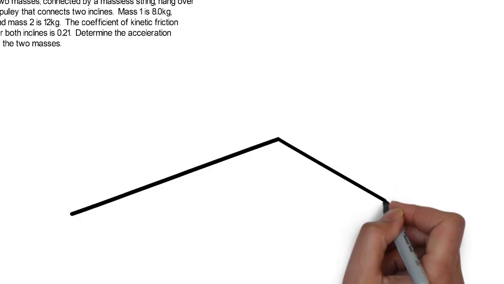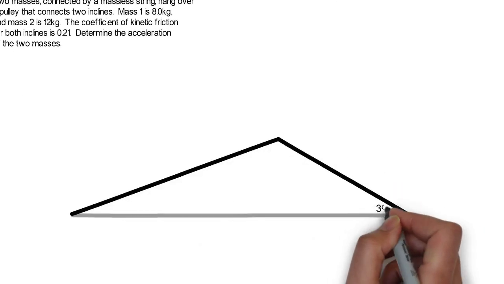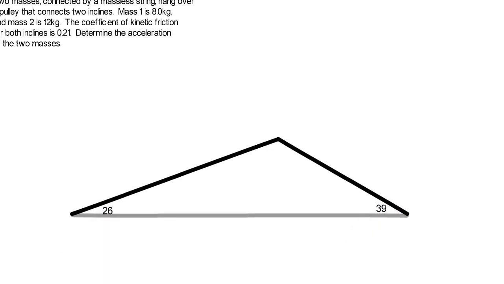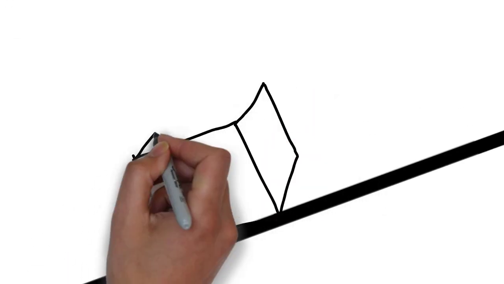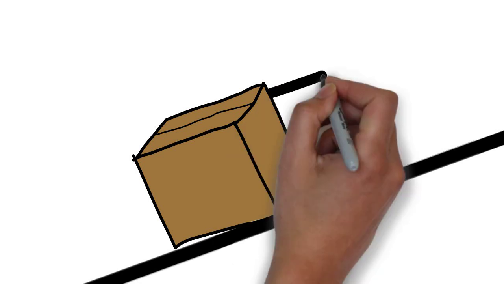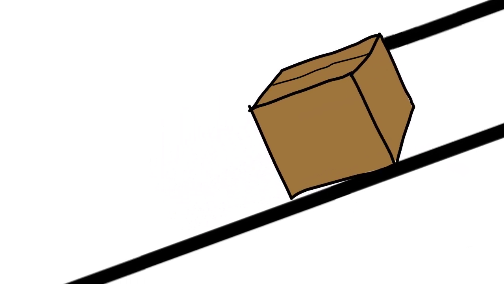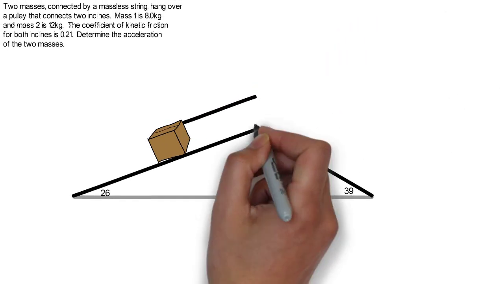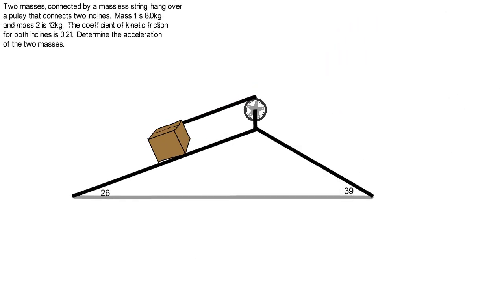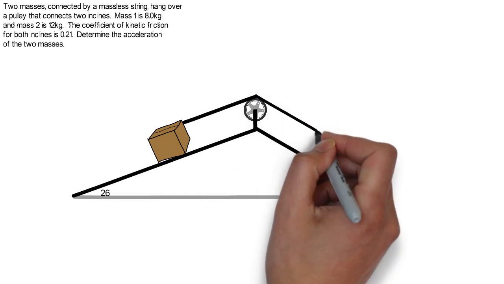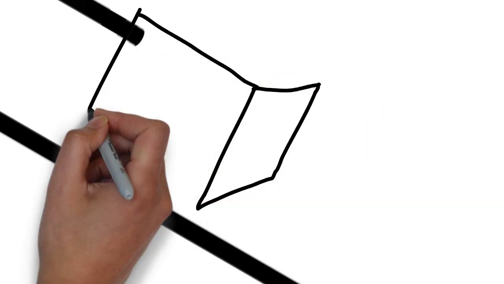So let's start by drawing this out. Once we draw it out, here we have one box which is going to be pulled up the incline due to a force of tension. The other box, the heavier box, will be sliding down the incline, providing that tension to the first box due to the force of gravity or component thereof.